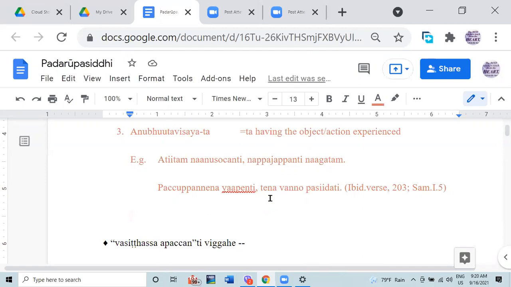Adidan, Nanu Sojandi, Yena Nagadan, Nabajabandi, Yena, Pajubandi, Yabini, Tena, Ono, Pasidadi. Very famous, this is very famous.